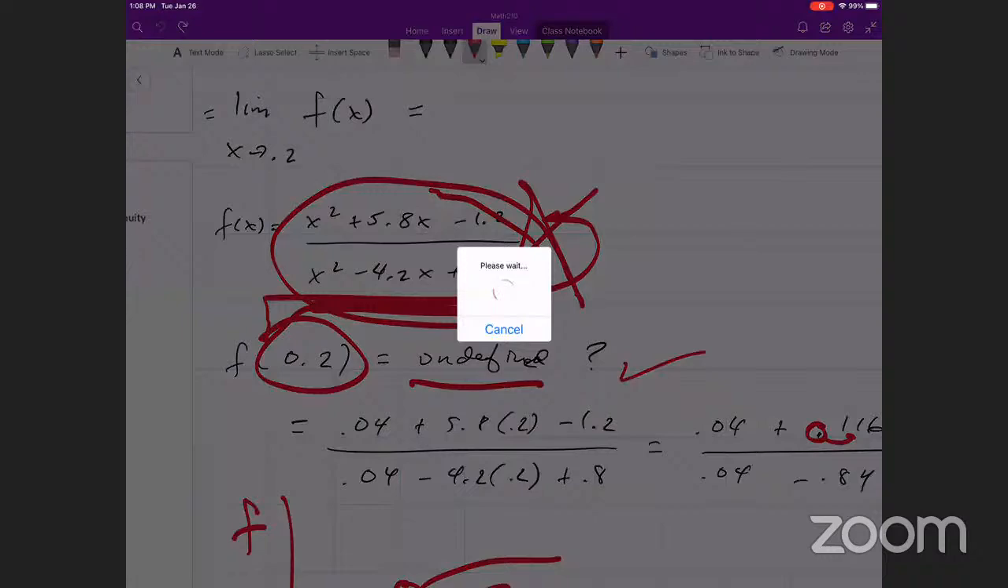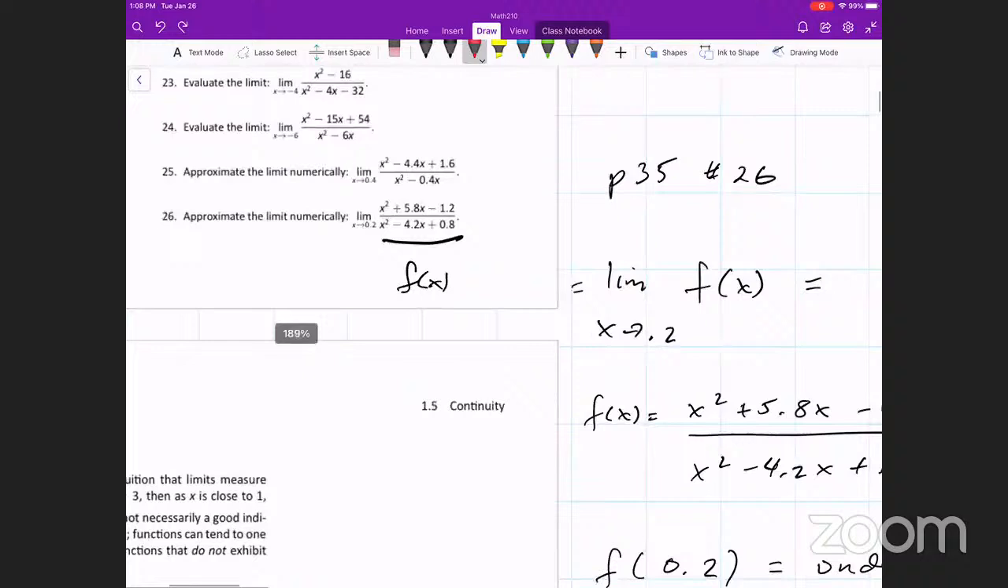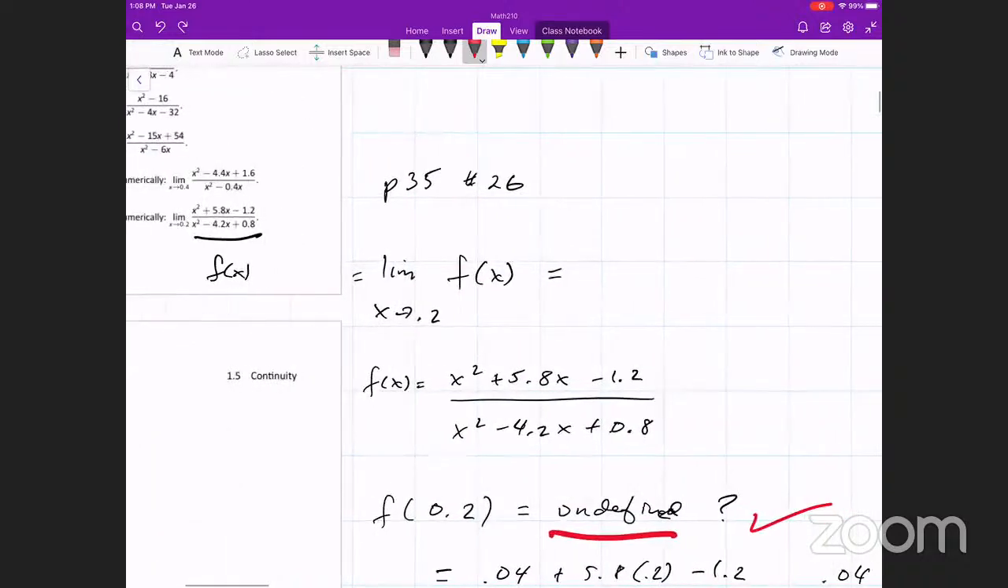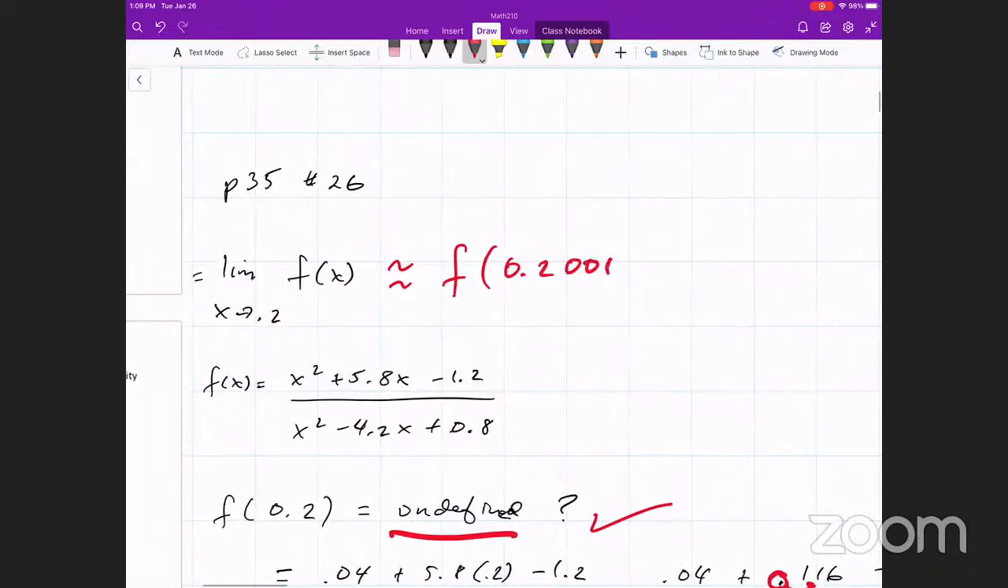It asked us to approximate the limit. So following the directions, approximate the limit numerically, we're not going to find out what the limit is exactly equal to, but I'm going to find out what the limit is approximately equal to. And it's going to be approximately equal to f of 0.2001. Okay, that number is close to 0.2. And I'm just making that up right now. I'm just picking a number that's very close to 0.2.